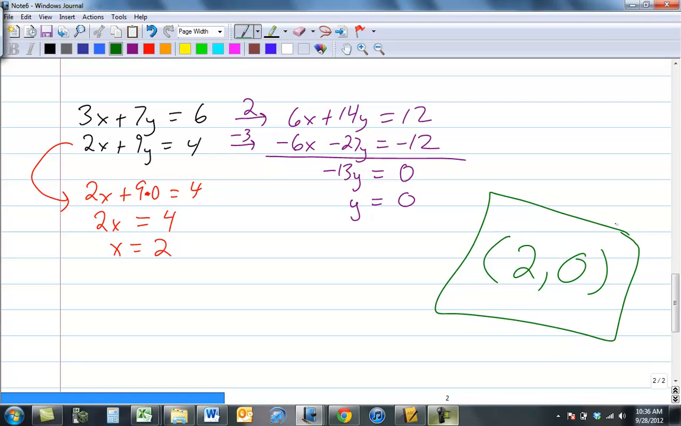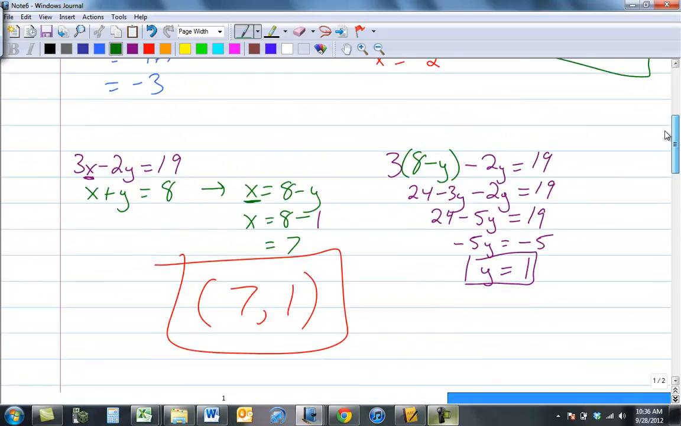All right, so substitution and elimination. Here's the thing. In this problem here, you can see substitution would be a bad choice right from the start because there's no single variable. Right? Everything's positive, but nobody's single. Substitution is a bad choice. I would go with elimination.